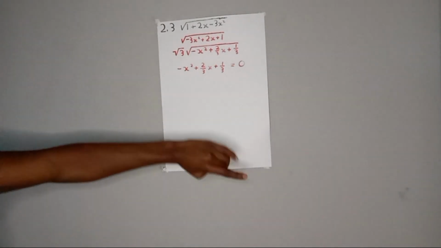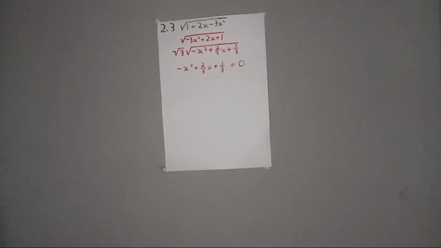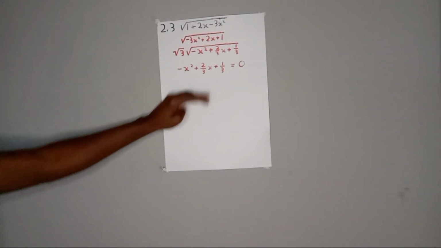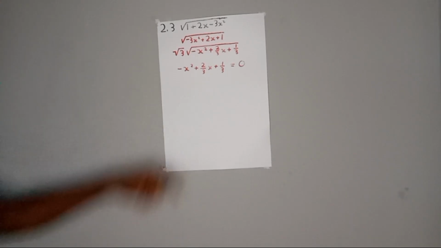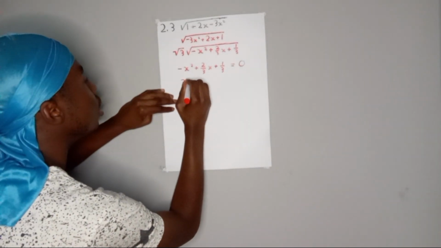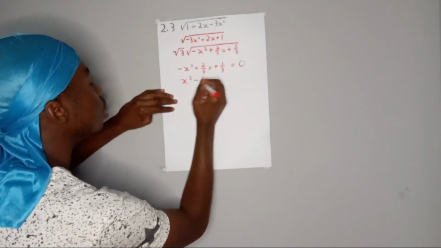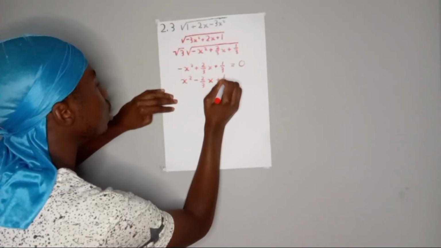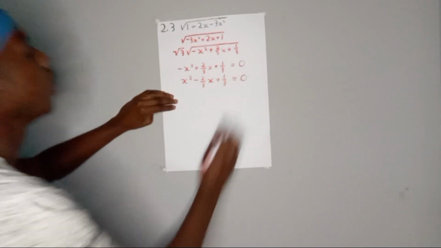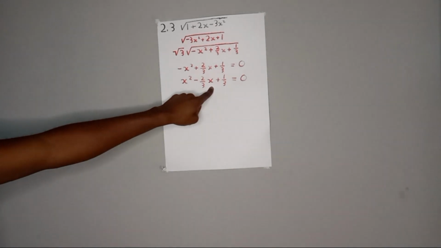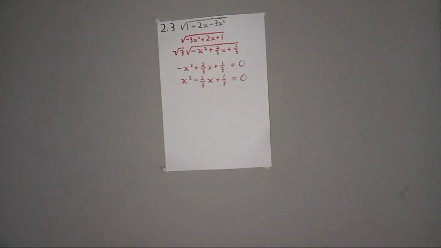Once you've equated everything to 0, the next step is to divide everything by -1. When you divide everything by -1, every single sign is going to change, leaving us with x squared minus 2 over 3 x plus 1 over 3. Now, what is the next step? Comment it down below. What is the next step now?